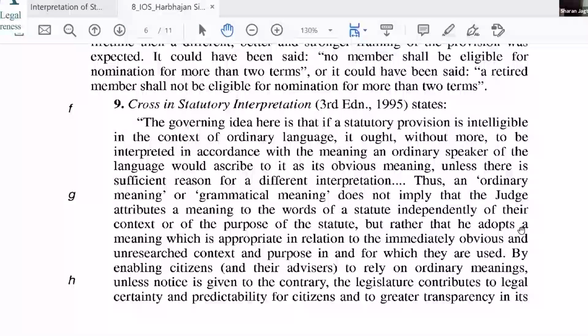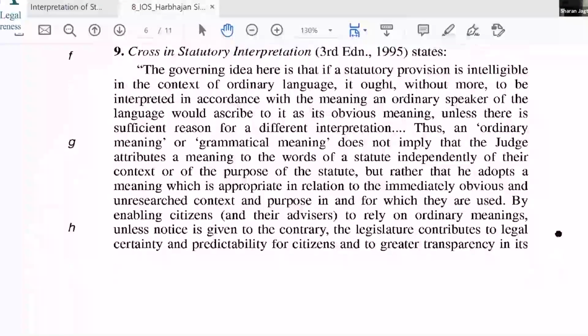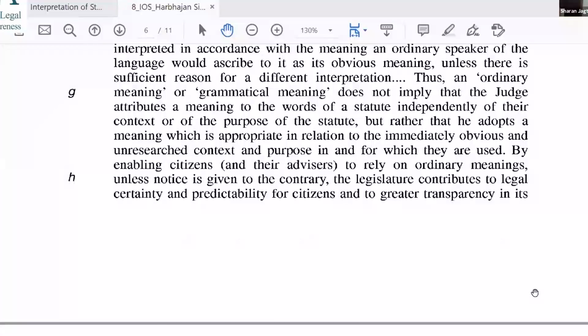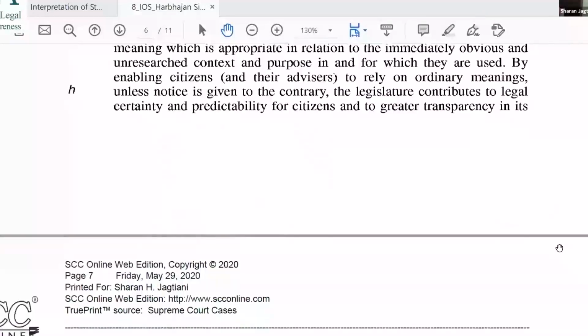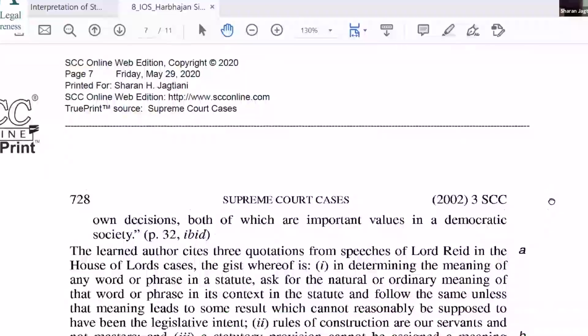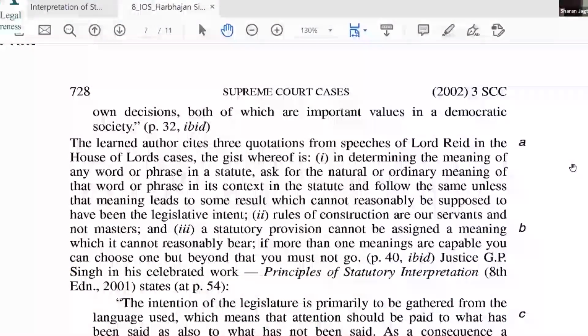Unless notice is given to the contrary, the legislature contributes to legal certainty and predictability for citizens and to greater transparency in its own decisions, both of which are important values in a democratic society.